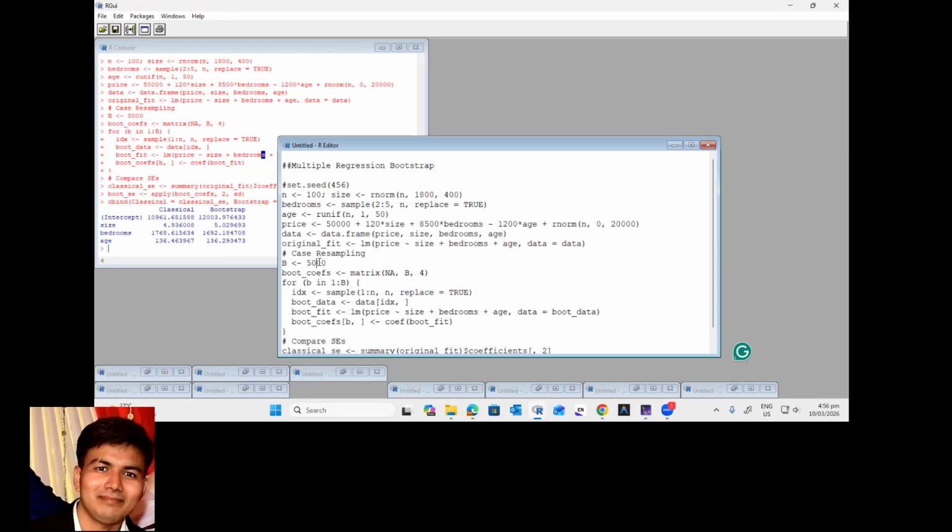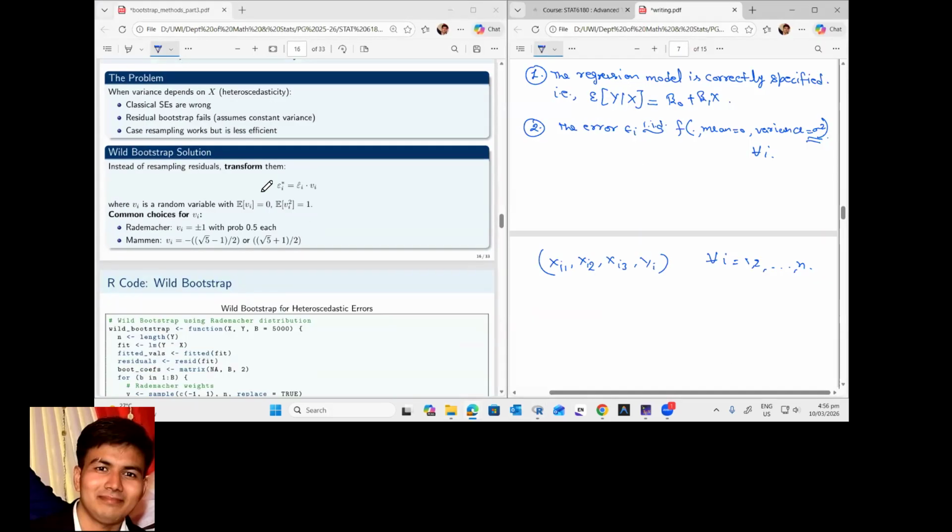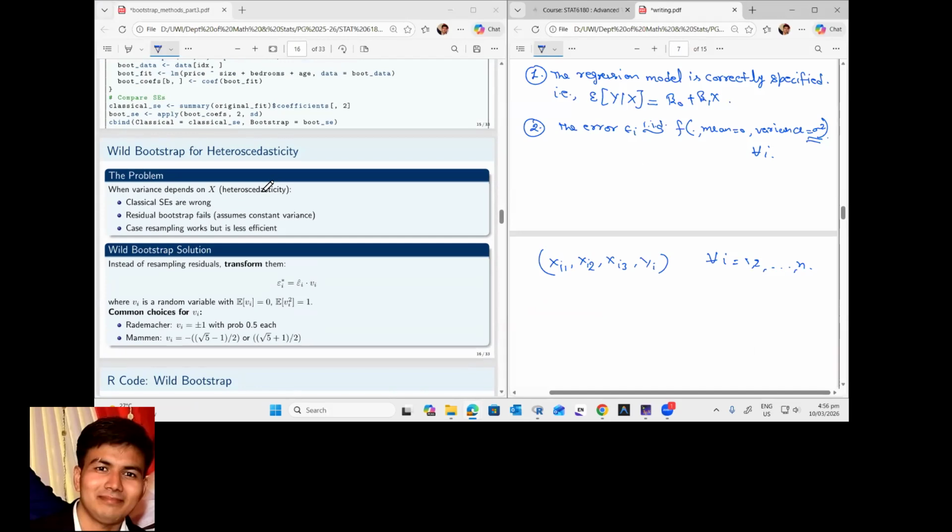All right. So that is the R code for your multiple regression coefficients. Okay. Till now, do you have any doubt? Do you have any doubt here till now? Should we proceed?